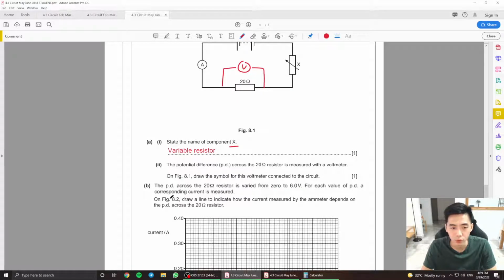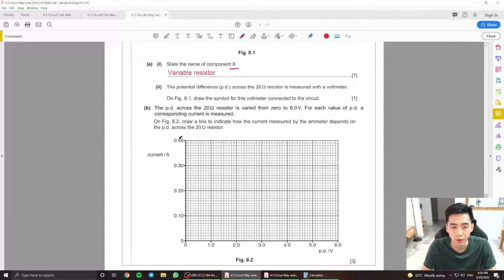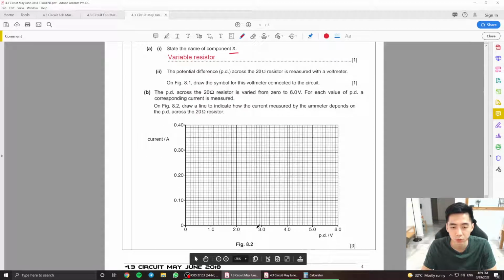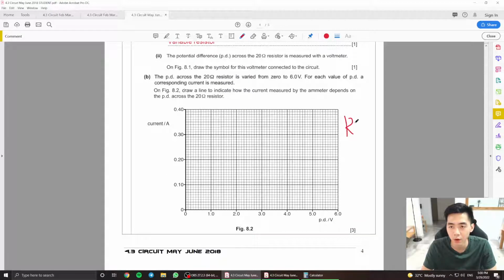Then the potential difference across the 20 ohm resistor is varied from 0 to 6 volts. For each potential difference, the corresponding current is measured. On figure 8.2, draw a line to indicate how the current measured by the ammeter depends on the potential difference across the 20 ohm resistor. So if I look at this graph here, I have 0, 1, 2, 3, 4, 5, 6 volts, right? So I can use the I equals V over R formula, which is Ohm's law.